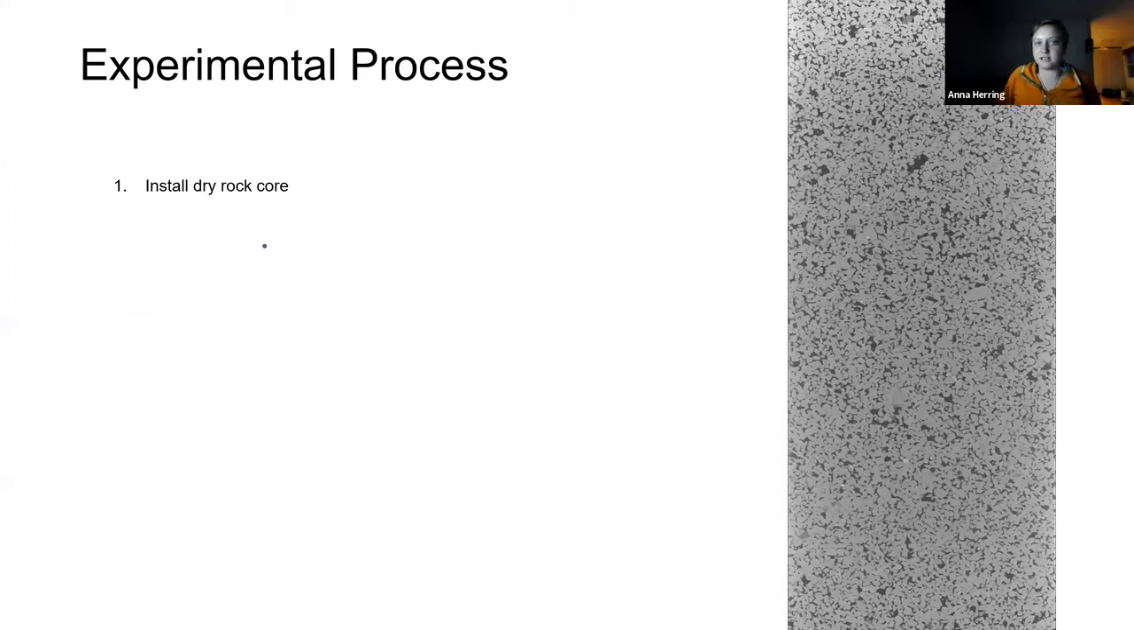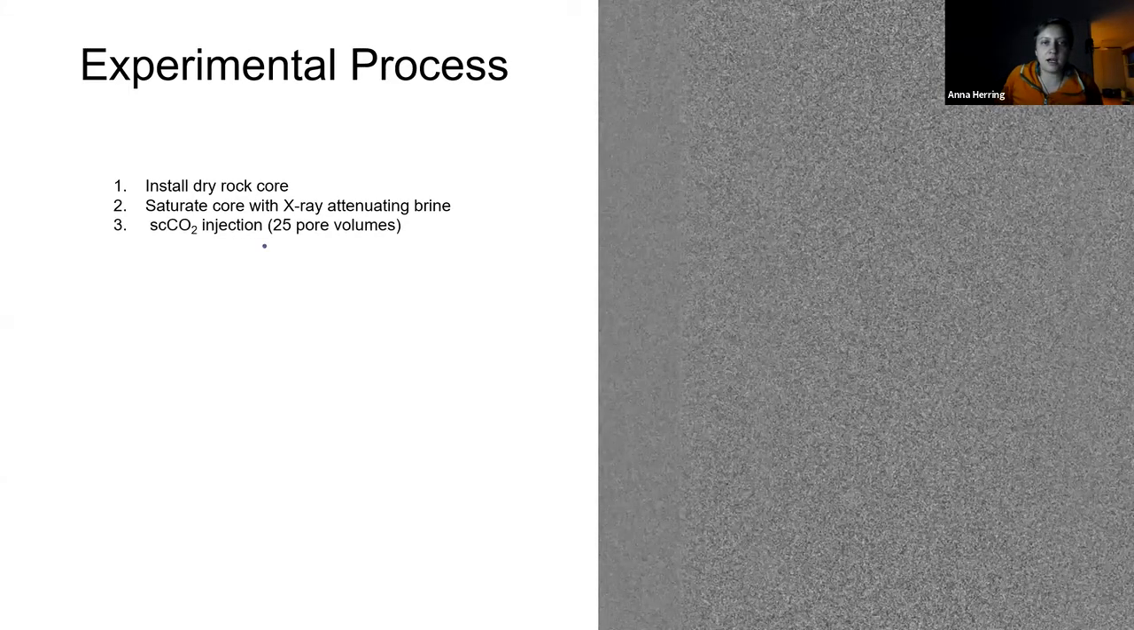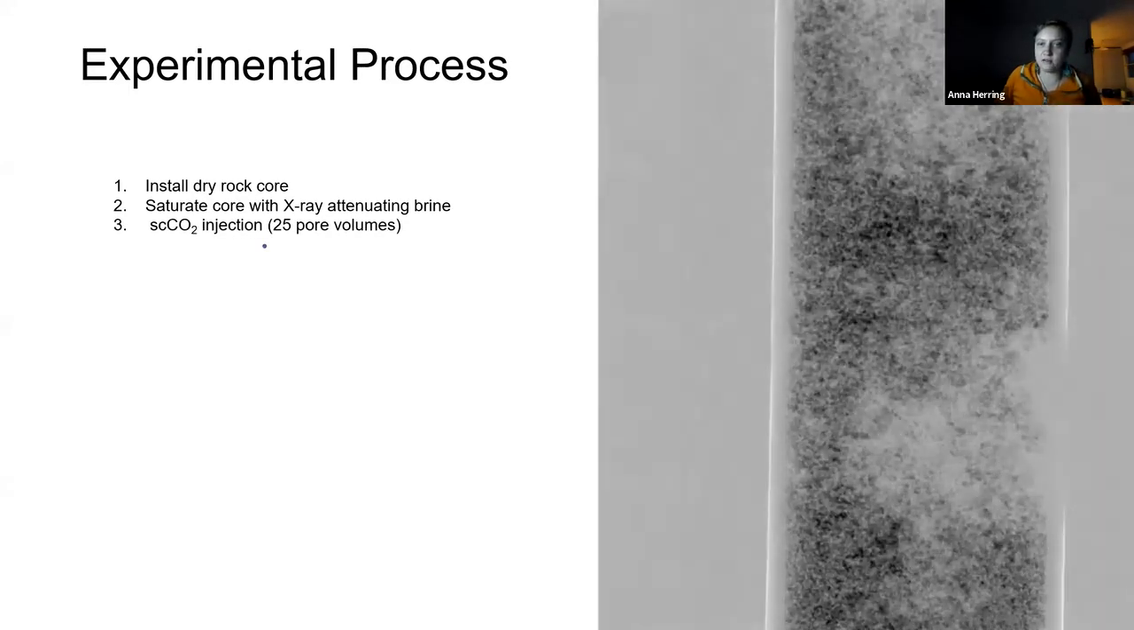This is a 2D slice from a 3-dimensional data set. So we're looking at the internal cross-section of a rock. The gray values in this image represent X-ray attenuation. So quartz grains are gray and the pore space is black. Then I saturate the core with X-ray attenuating brine. And now you can see that the black pore space is filled with this lighter color because it is attenuating X-rays. I'll show you a video of the injection process.